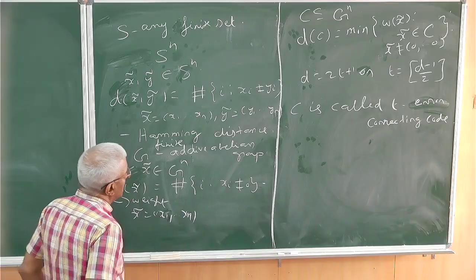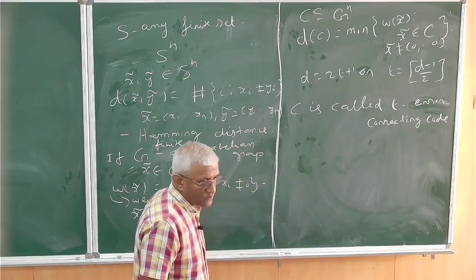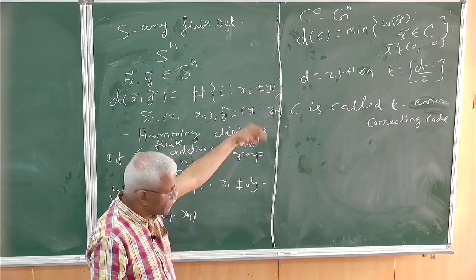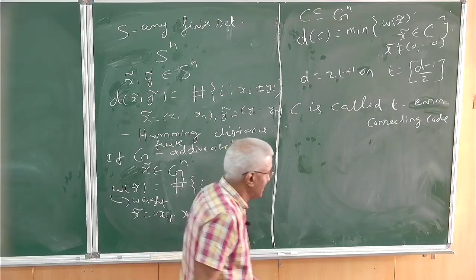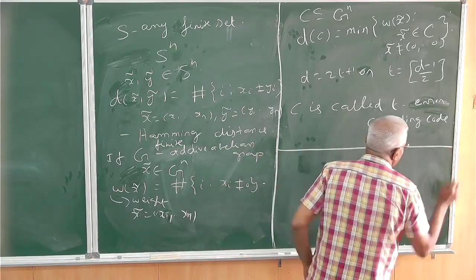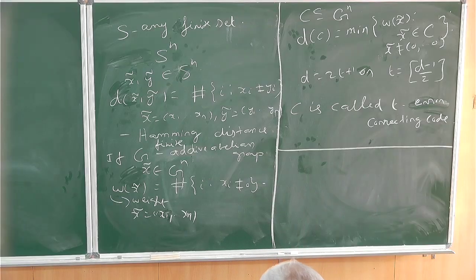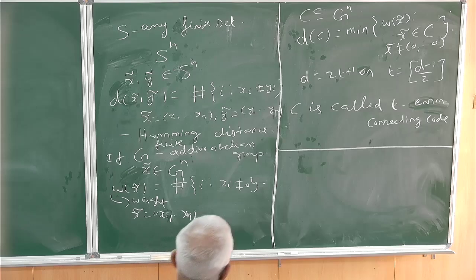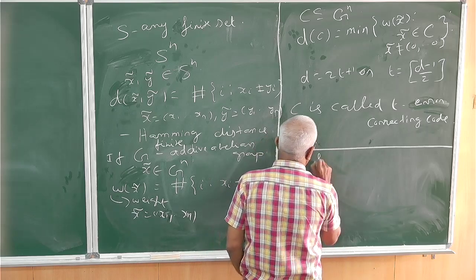So if T is equal to this, D equals 2T plus 1. Why it comes 2T plus 1 will be clear; in the quantum setup, it will be more clear. Now, in classical communication the sets are finite, but here it will be a finite dimensional Hilbert space. So let K be any finite dimensional Hilbert space.